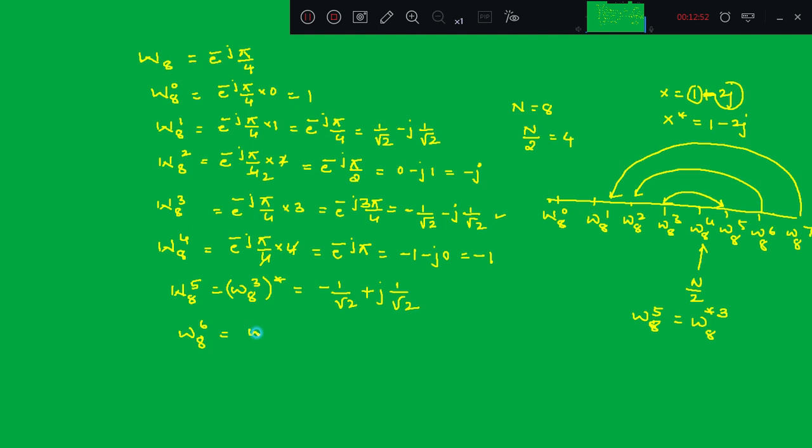Then W8 raised to 6 is equal to the conjugate of W8 raised to 2. So minus j becomes what? Plus j. And then W8 raised to 7 is equal to the conjugate of W8 raised to 1, that is 1 by root 2. Don't change the sign of the real part, you have to change only the sign of the imaginary part. So here minus becomes plus, j divided by root 2. So this is how we calculate all the samples of the complex function or twiddle factor Wn.